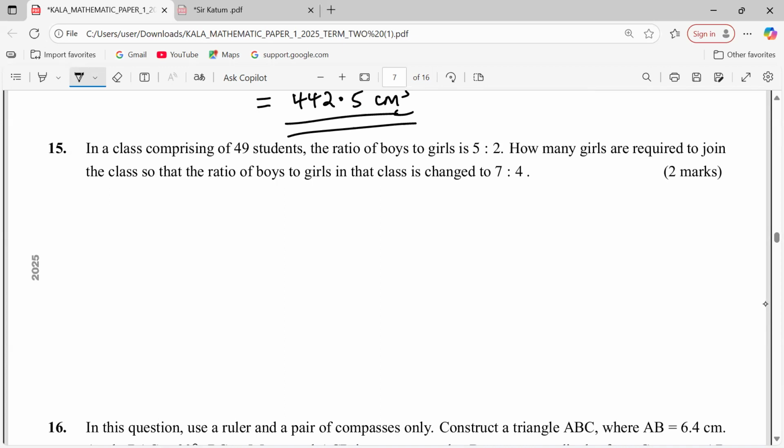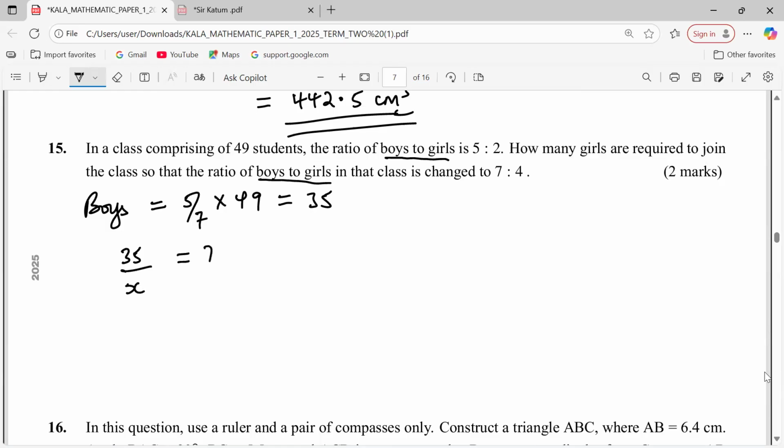So how many boys do we have? The boys are 5 out of the total proportions of 7, times 49, which is 35. Boys are 35. Then we want the ratio of boys to girls. When we divide the number of boys by the unknown number of girls, we are supposed to get a ratio of 7/4. So what is x?